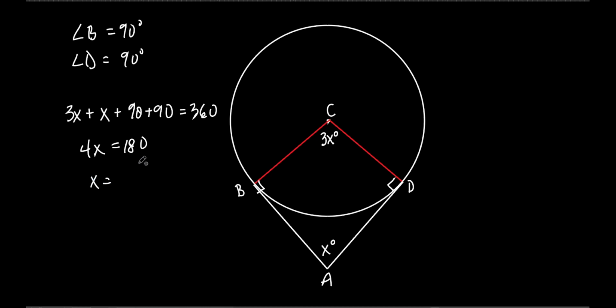X is, can you do that in your head? 45. It's not my answer, though, is it? Well, it's actually one of the answers. It's angle A. So angle A is x, so x is 45, so angle A is 45 what? Not just 45, but 45 degrees.